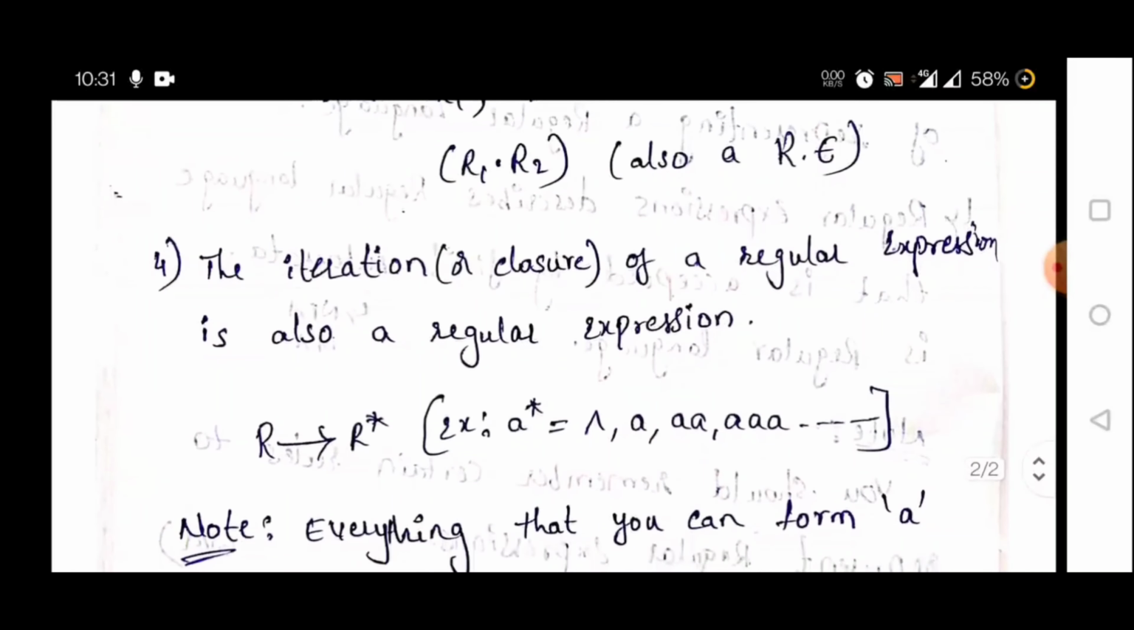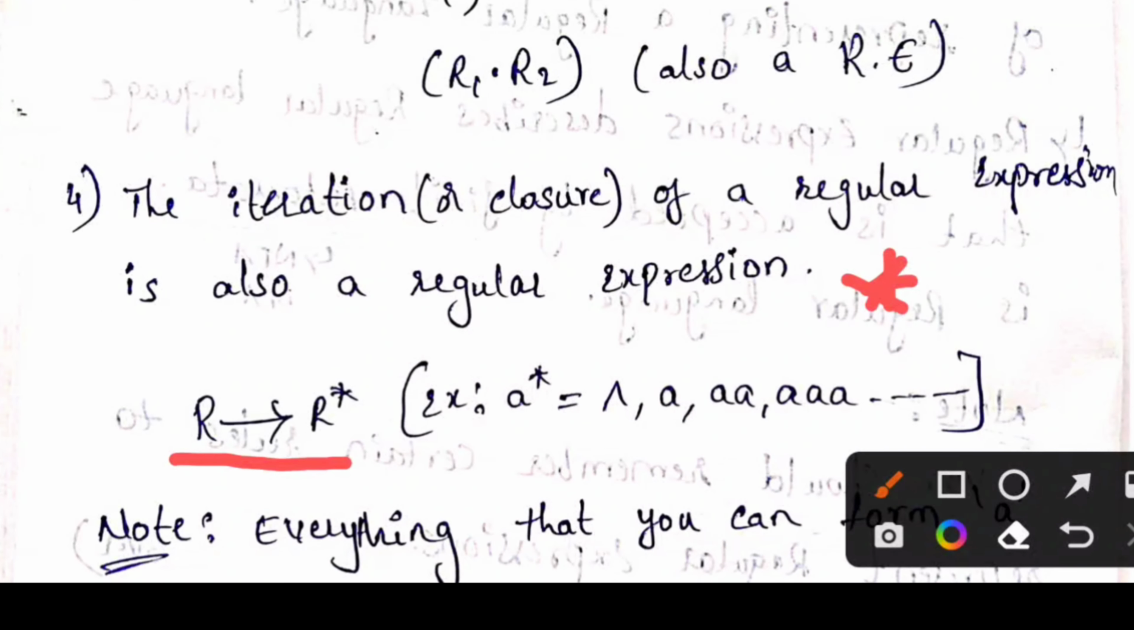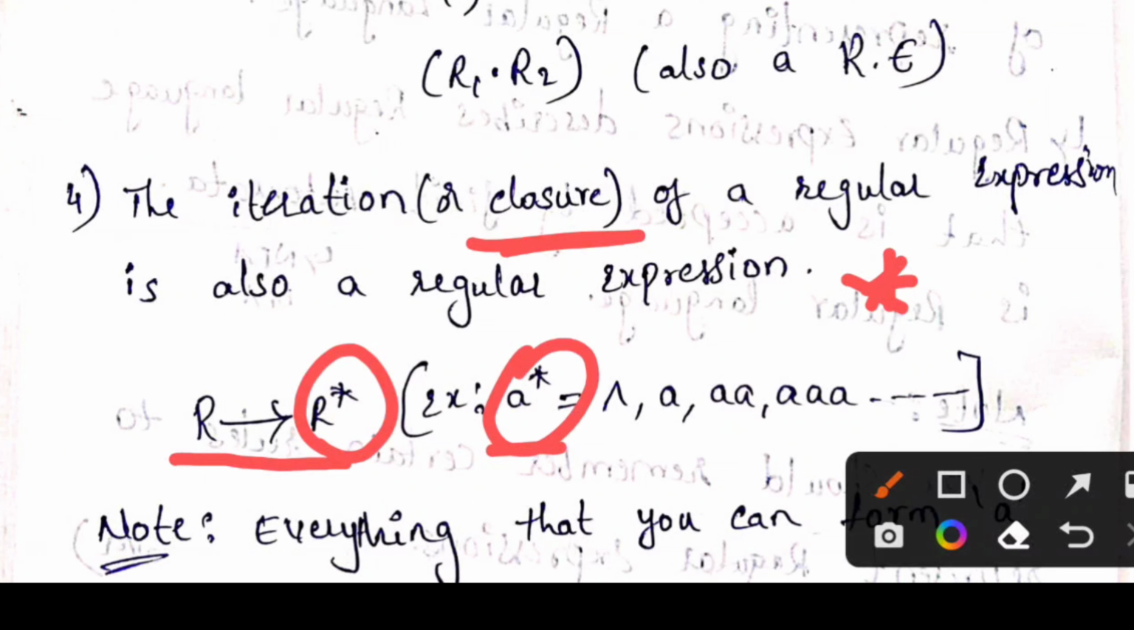Next, the fourth rule is the iteration, that means the closure. The closure of a regular expression is also a regular expression. How do we represent the closure? R goes to R closure. That means, for example, a closure. You need to write all the possibilities of a, including the empty symbol. That means the empty symbol, a, 3 a's and 4 a's, and so on.